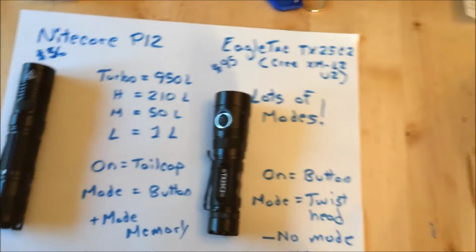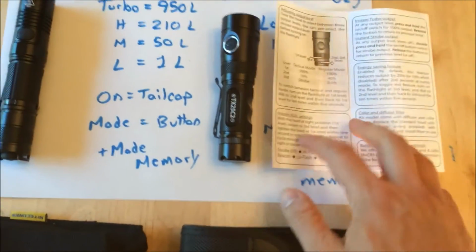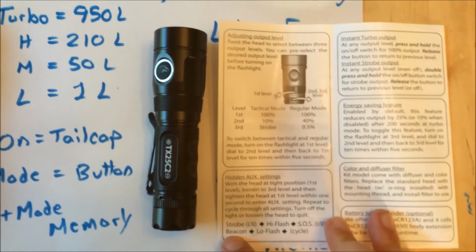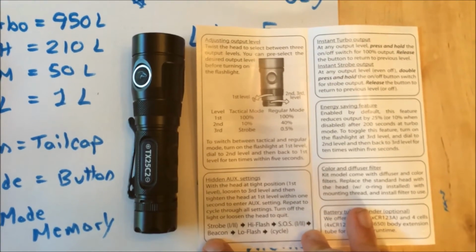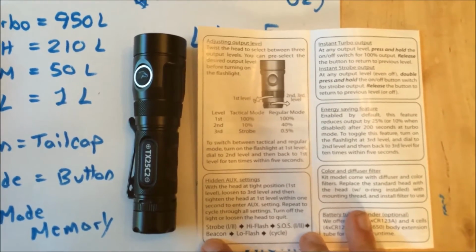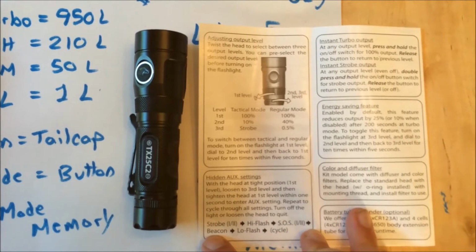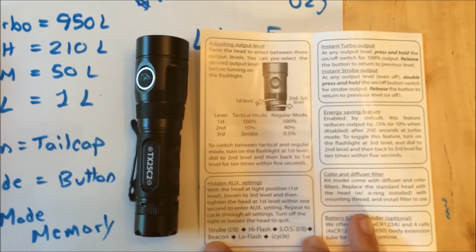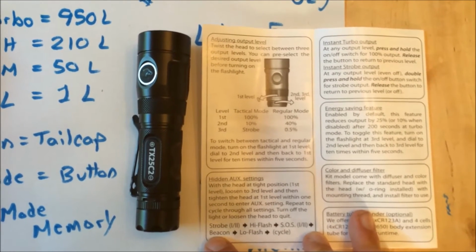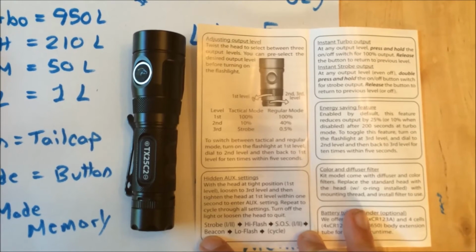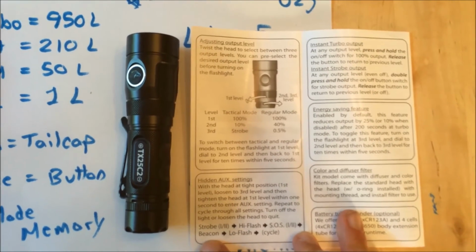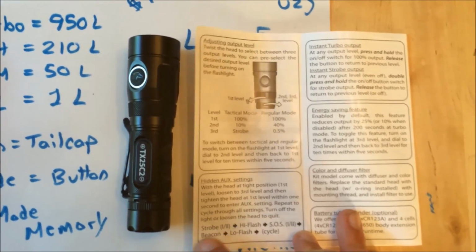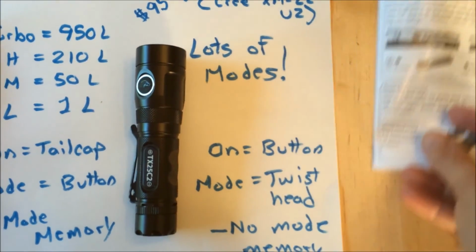There's a host of other modes that you can enter into with the EagleTac. I'm not going to demonstrate these today because it's hard for me to hold my camera here and operate the flashlight at the same time. But here are the instructions showing all the different modes that are available, a different set of output modes, and also down here at the bottom, another set of blinking modes. If you want to watch someone demonstrate this, I'm sure you can find other YouTube videos available.